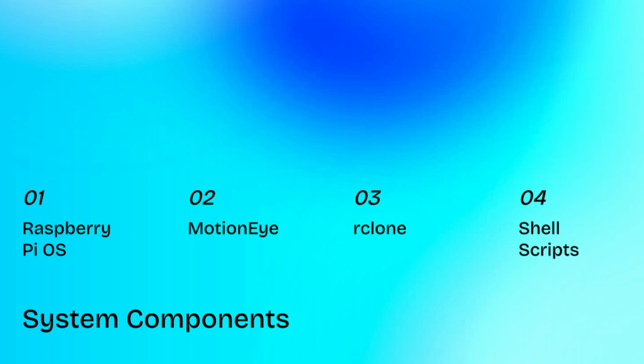Let's take a look at system components. Here's a summary of the core components I used: Raspberry Pi OS, which is the base operating system that runs everything; MotionEye, which handled the camera, motion detection, and live feed; rclone, which I used to sync files to Dropbox through encrypted connections; shell scripts, which automated startup, folder creation, file permissions, and cloud upload logic. Together, they made an extensible system that worked properly.